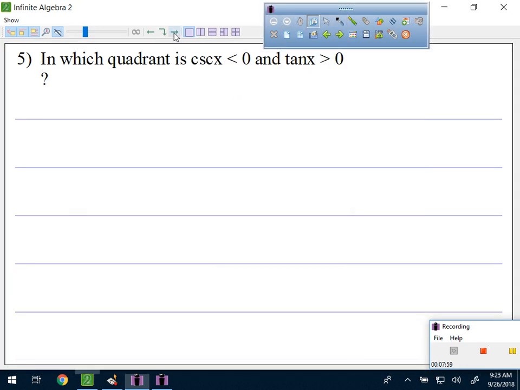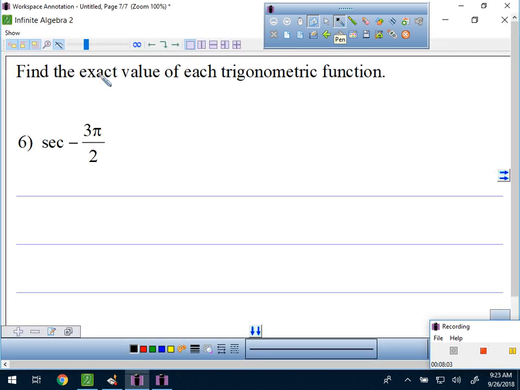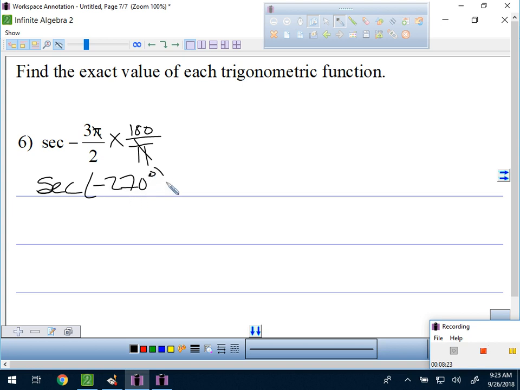And here's what that problem looks like. It says find the exact value. We already did one of these a while ago, so it's just a double problem. First thing you would do is convert this into degrees. So multiply that by 180 over pi. And so when you do that, you should get 90 times 3. You should get 270. And this is what's interesting. You're going to get secant of negative 270 degrees.